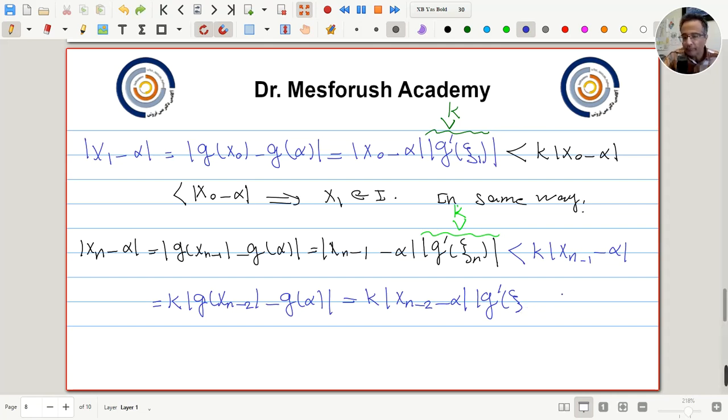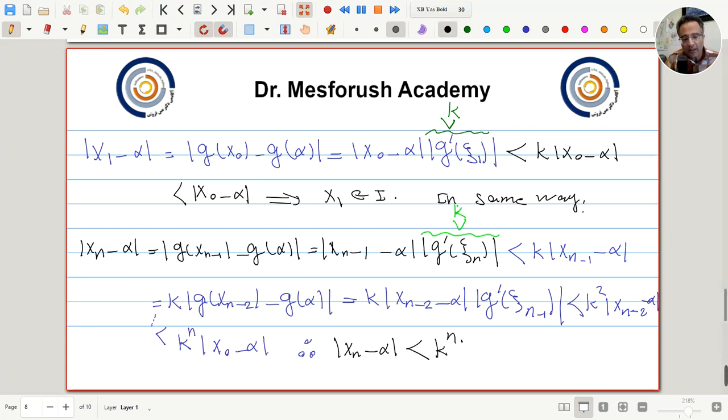Okay, and this will be strictly less than k squared times absolute value of x_{n-2} minus alpha, and we continue in the same way until finally we get less than or equal to k^n times absolute value of x0 minus alpha. So we get so far absolute value of x_n minus alpha less than or equal to k^n times absolute value of x0 minus alpha.